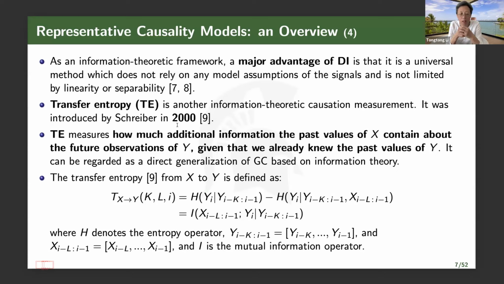And transfer entropy, a lot of people in the brain area use that as well. Transfer entropy is a directed generalization of Granger causality based on information theory. It considers how much additional information the past values of X contain about the future observations of Y.